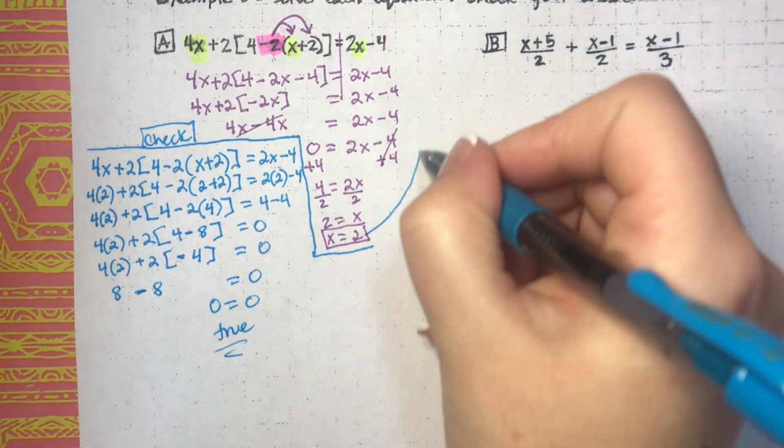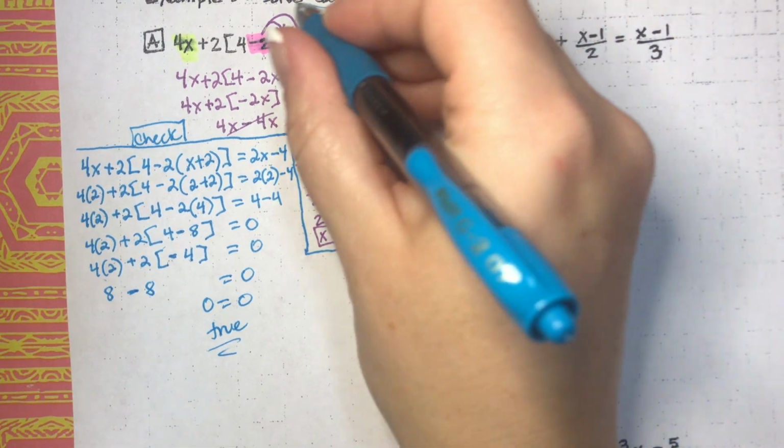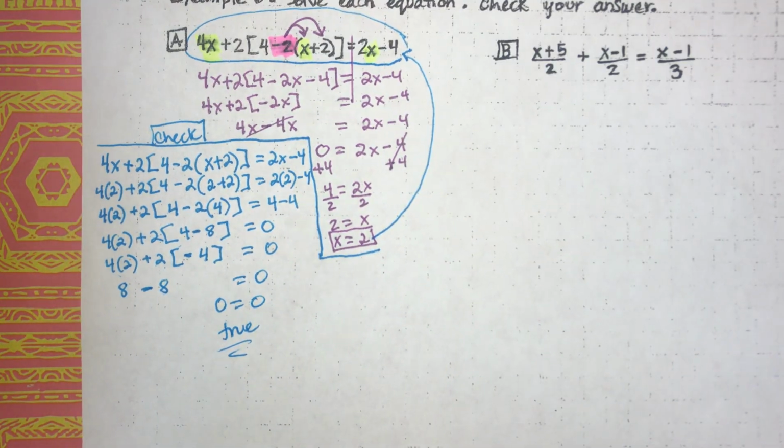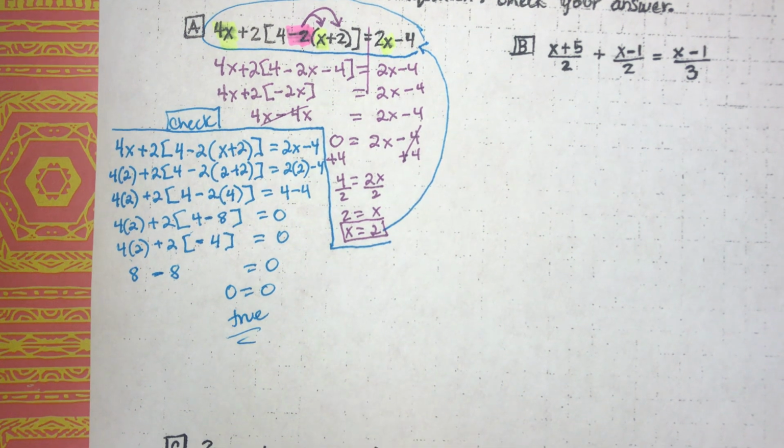is the solution to the original equation right here, that big boy. Man, if you got that one right, that is amazing. That is a tough problem. Okay, let's go ahead and do B and see how you did on B.